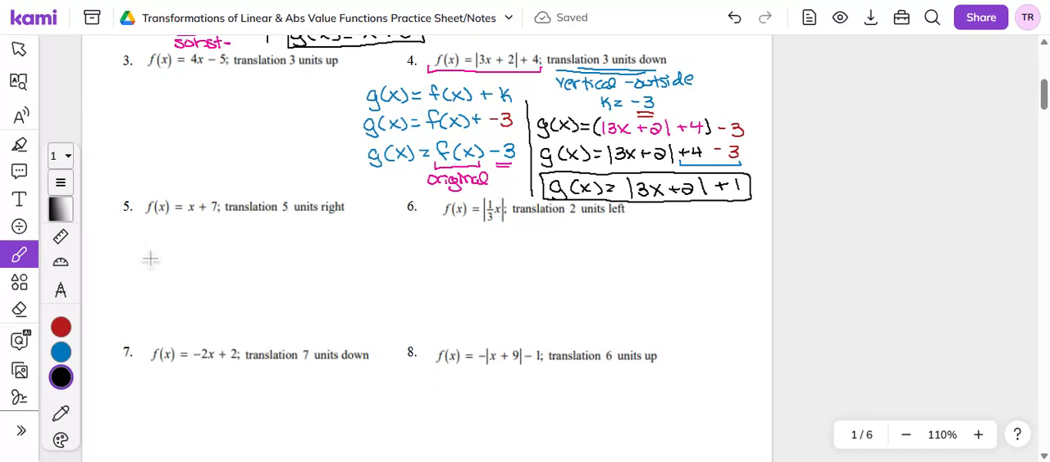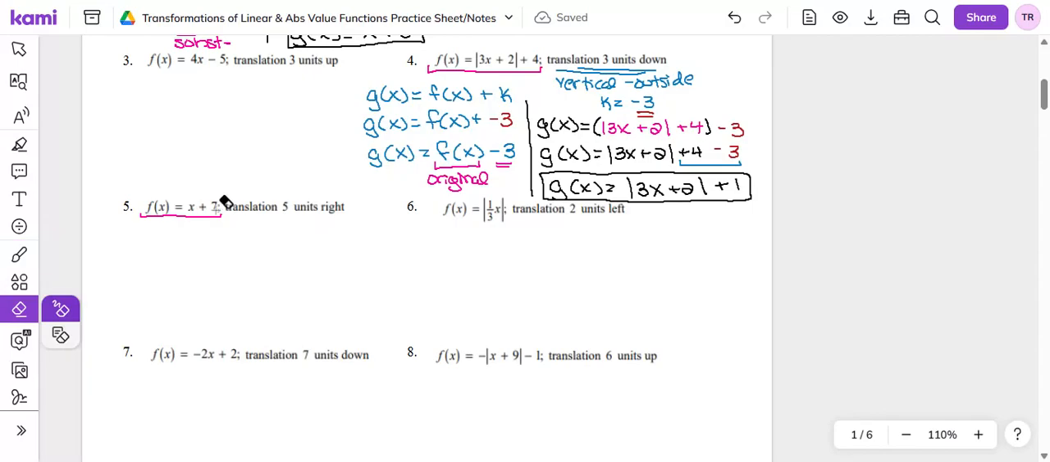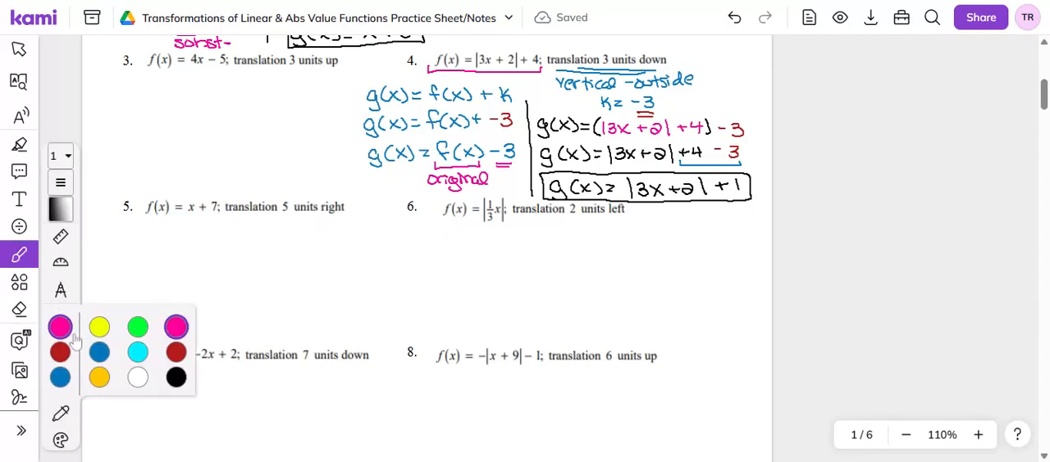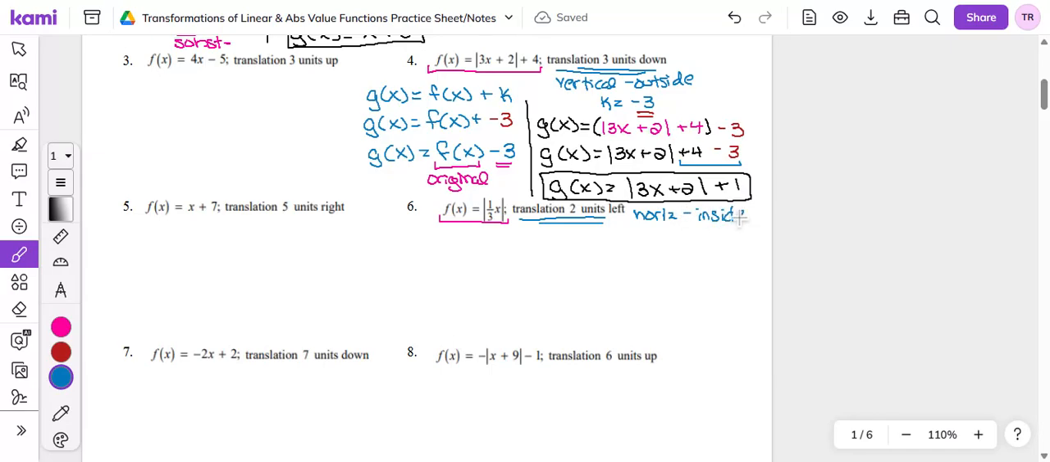We'll do 5. Again, I'm looking at this. I see my original function. Actually, you know what? Let's do number 6 instead. All right, I got my original function, and then I have this translation, 2 units left. Again, for my own knowledge, that is a horizontal. Horizontal is an inside change. Any inside change is going to be a substitution.